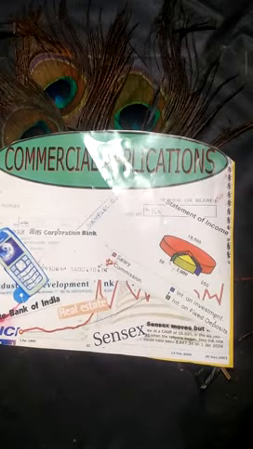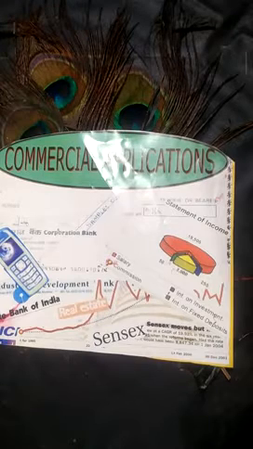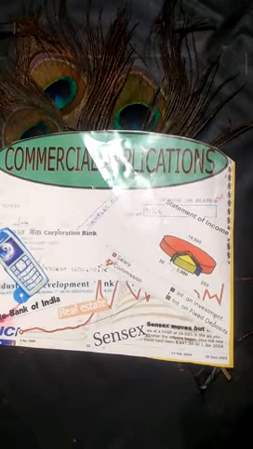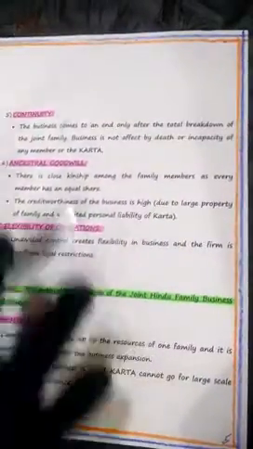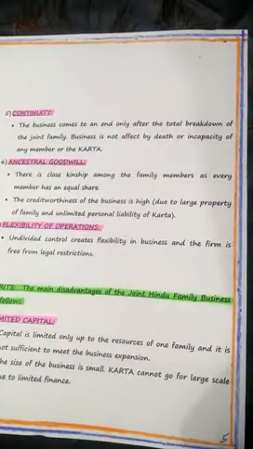Children, let us move on to the first learning objective: demerits or the main disadvantages of joint Hindu family business. We are finished with the merits in the previous class. Now we'll take up the demerits. There are 5 demerits, children.